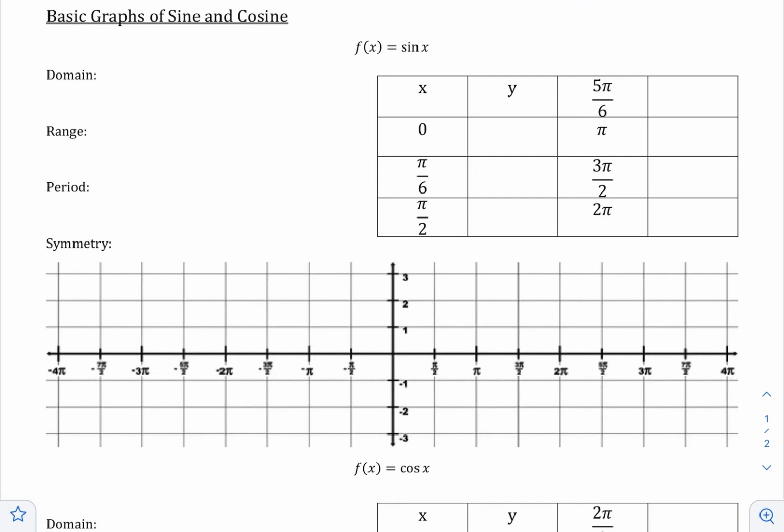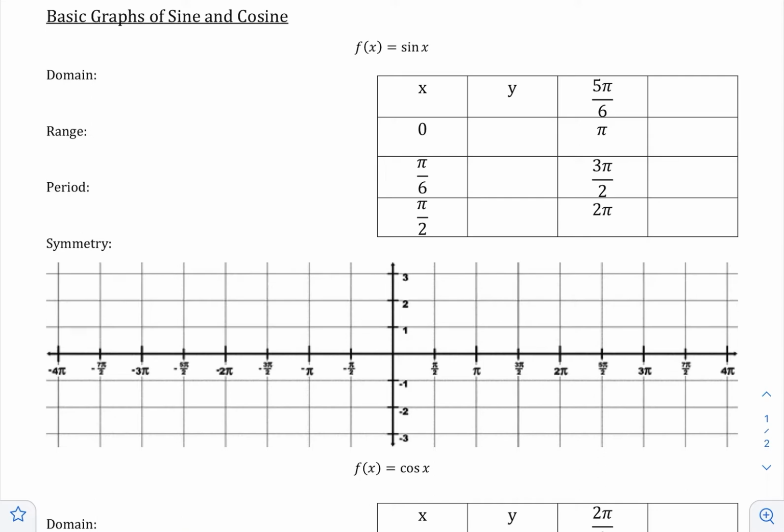Now that we have looked at the properties of the trig functions, we can start to graph them. So we're going to graph in this video sine and cosine, and then later on do the other 4 trig functions. So let's begin with just some of the properties that we discussed. We're going to start with sine and then we'll do cosine. So we have domain, range, period, and symmetry.